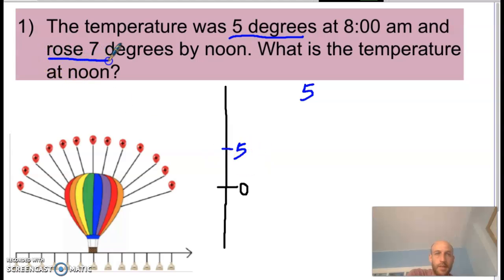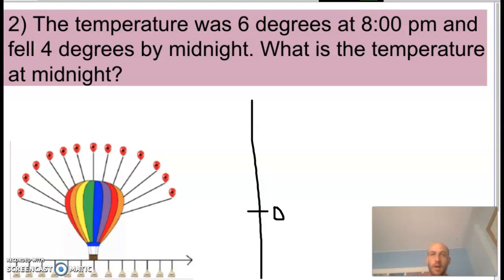And rose 7 degrees. Rose means goes up or add 7. So we're going to go up 7. Ready? 1, 2, 3, 4, 5, 6, 7. Or add 7. Okay, so let's start at 5. Count up. 6, 7, 8, 9, 10, 11, 12. Or 5 plus 7 is 12. Okay, fairly easy start to today's lesson. Try number 2 on your own. Pause me here. When you're done, push play.